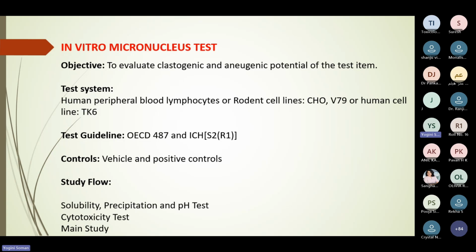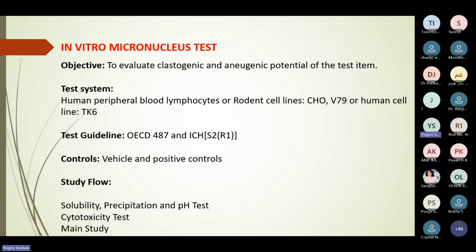The first preferred vehicle is analytical grade water. If the compound does not form a uniform suspension in analytical grade water, then you should go for other organic solvents. The first preferred solvent is dimethyl sulfoxide. Then second is ethanol or acetone. You should achieve maximum solubility in the vehicle.